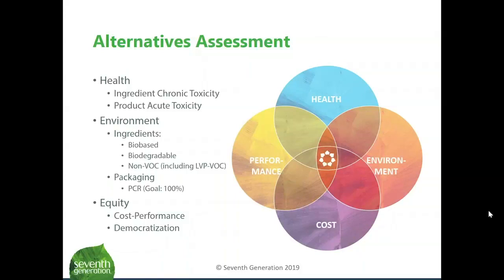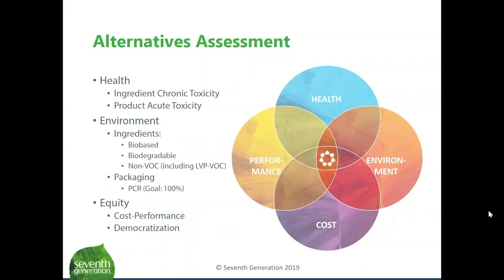Beyond that, we have to look at the toxicity of our product itself. Having eliminated the chronic toxicants, we now have to worry about the acute toxicity or the acute hazard of our product. Is it very caustic or very acidic? What is the oral toxicity or the dermal toxicity of the product?